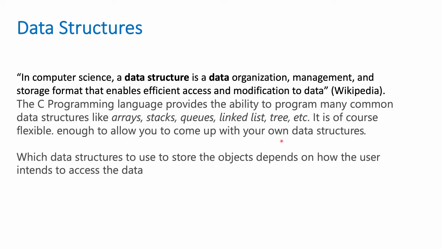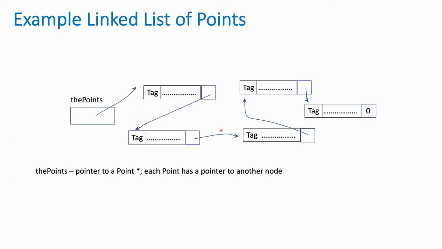And while C doesn't actually provide any built-in data structures, it does allow us to create our own. All the common data structures, for example, arrays, stacks, queues, linked lists, trees, and you can come up with many of your own data structures that might be more efficient for your particular use. You can actually do that in C. And I'm going to provide an example now of a linked list data structure. Before I do it, let's just show you what we're going to create. We're going to create a header pointer. This is going to be a pointer, which is going to point to a point.